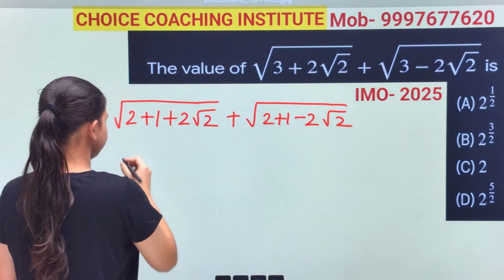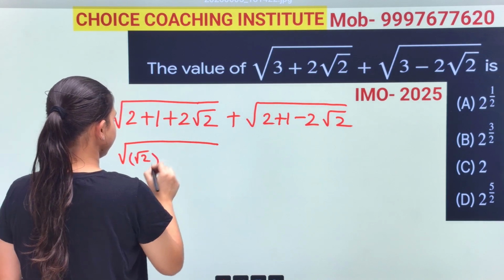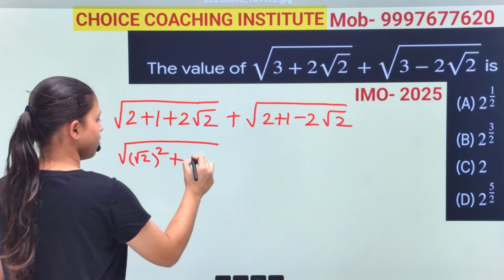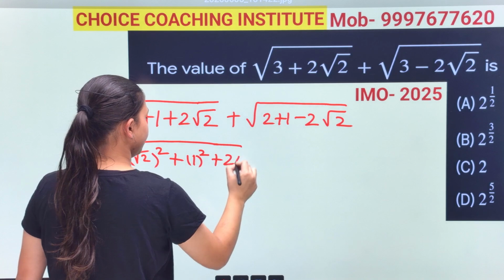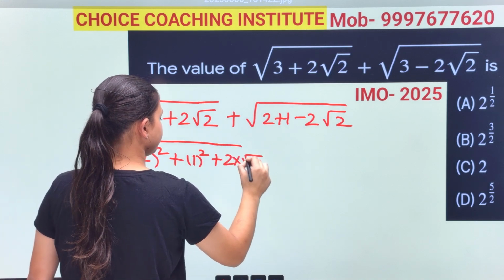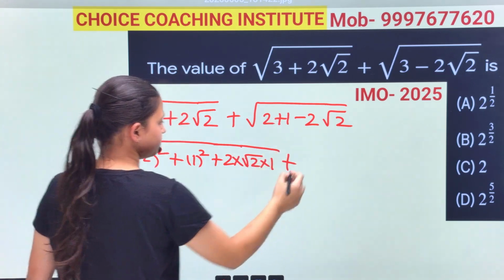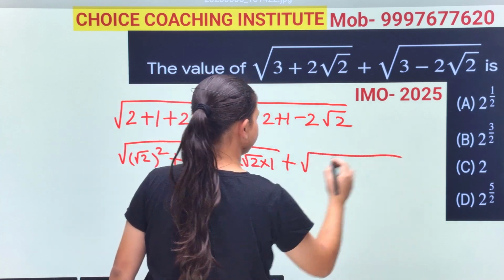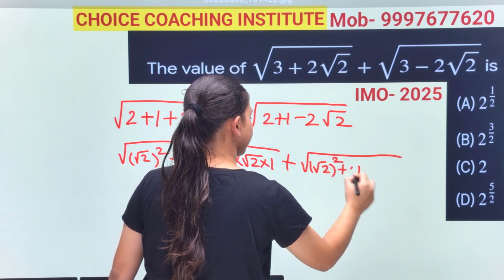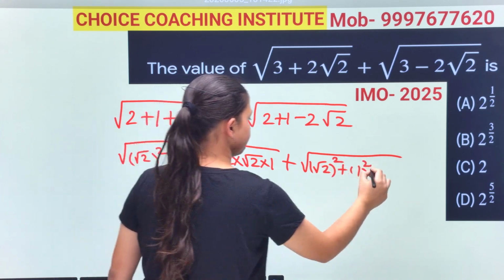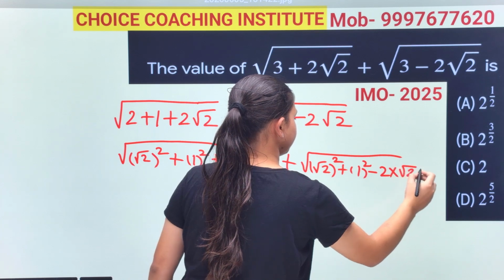Further, it becomes under root of (under root 2) whole square plus 1 whole square plus 2 into root 2 into 1. Here also it becomes under root of (under root 2) whole square plus 1 whole square minus 2 multiplied by under root 2 into 1.